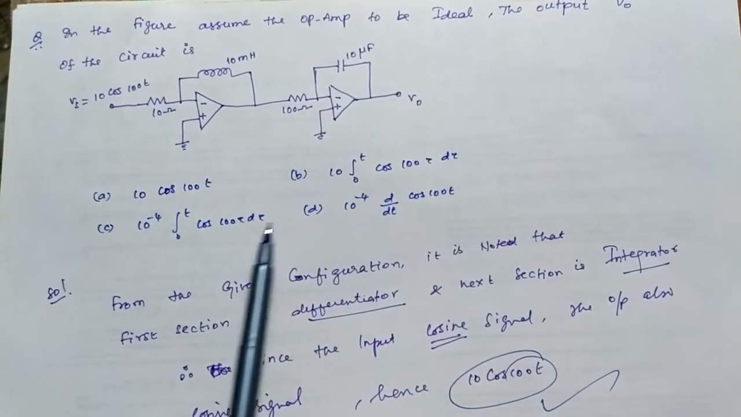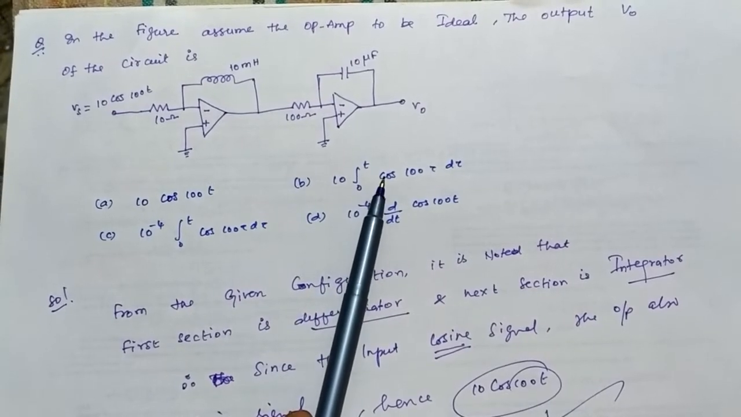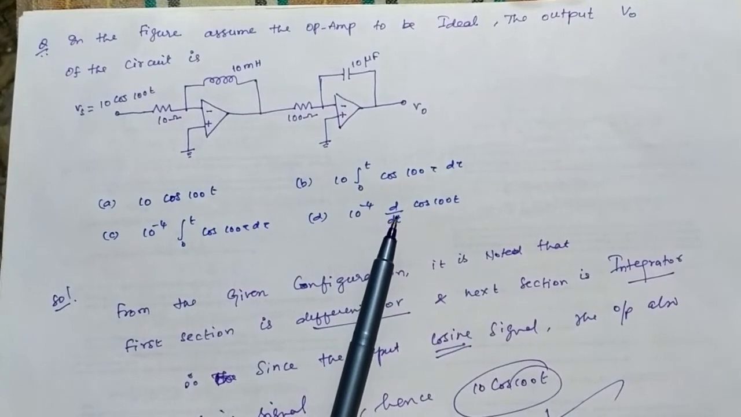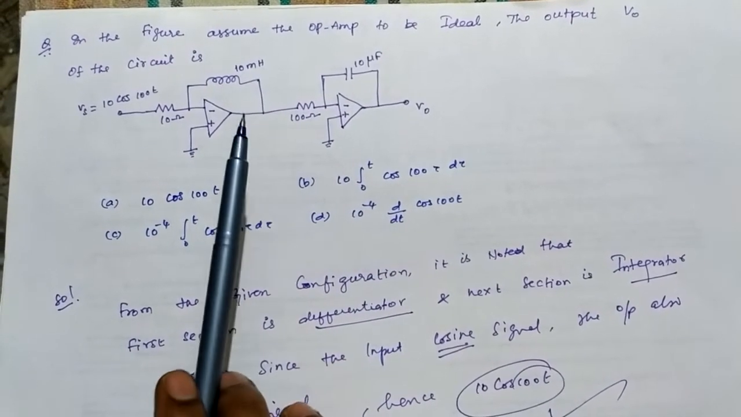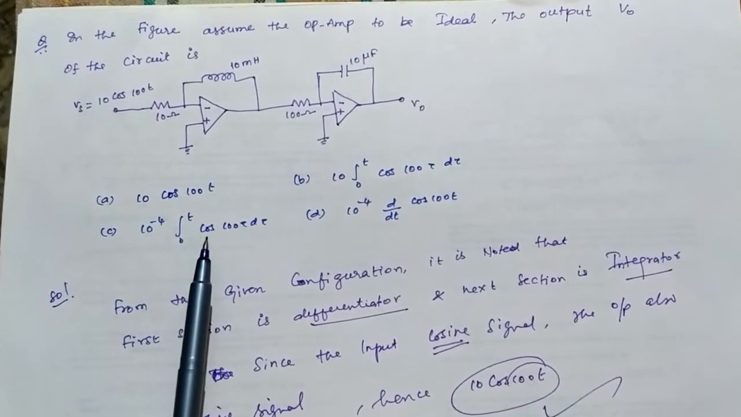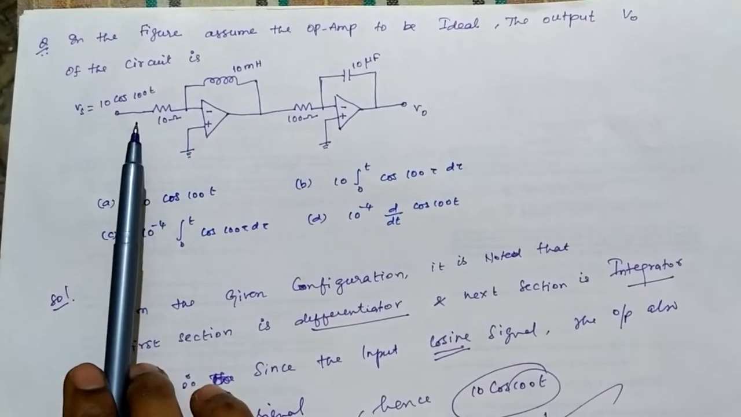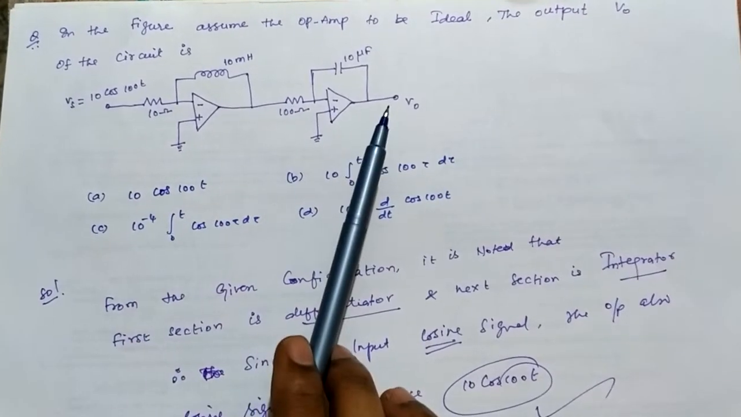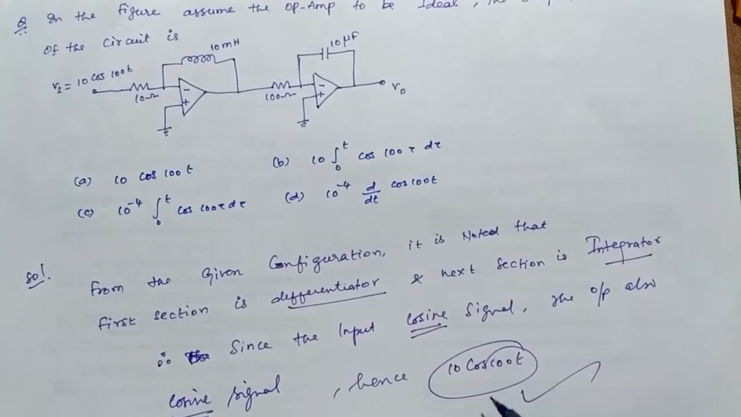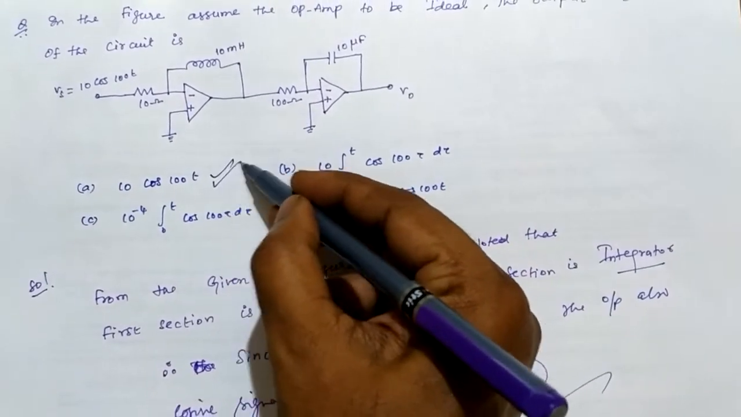So among the choices, the second choice is integration of cos, that is only one action being performed. If we choose this one, this is the differentiation of cos, this operation alone being performed, and this is also integration. So integration and differentiation are opposite. So whatever input we give, the same output, possibly with a different amplitude, we will get. So the option is 10 cos 100 t. So this is the answer.